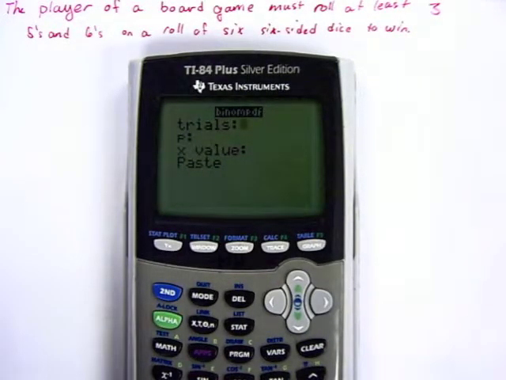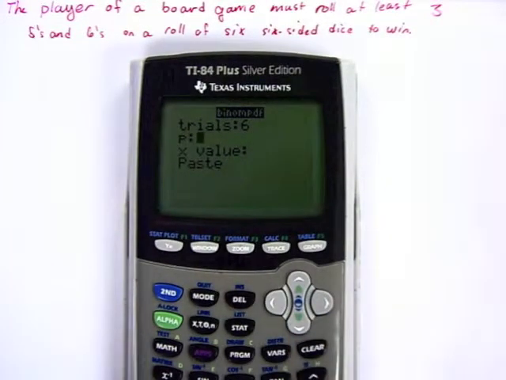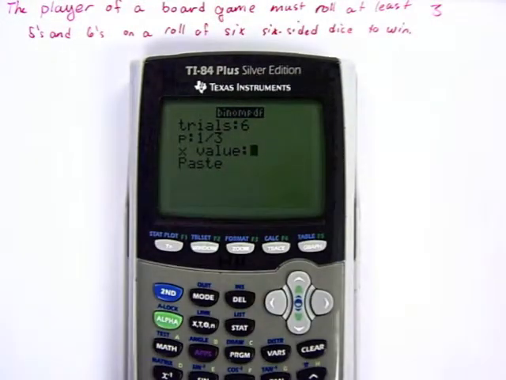So we get 3 options. There's trials, there's P, and there's an X value. Trials is going to be the total number of trials that we have. That's 6 because we're rolling 6 dice. P is, of course, the probability of success. That's going to be 1/3. And you can absolutely put that in as a fraction. And an X value. For the binomial PDF function, this is just going to be 1 value.